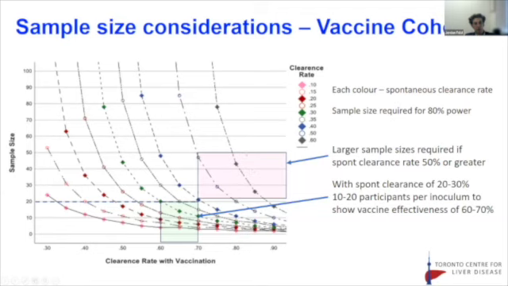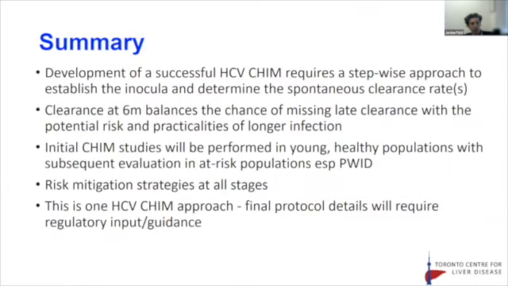And remember, these need to be replicated potentially for each genotype to be able to show efficacy, and that's a concern. So this is something that will evolve over time, but hopefully we'll be able to use relatively small numbers to generate a robust estimate of the efficacy. So to summarize, development of a successful CHIM requires a stepwise approach to establish the inoculum and determine the spontaneous clearance rates. Clearance at 6 months balances the chance of missing late clearance with the potential risk and practicalities of longer infection.